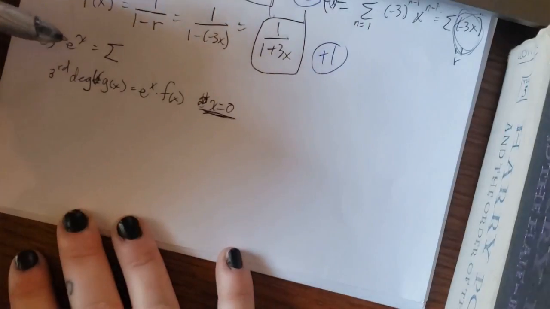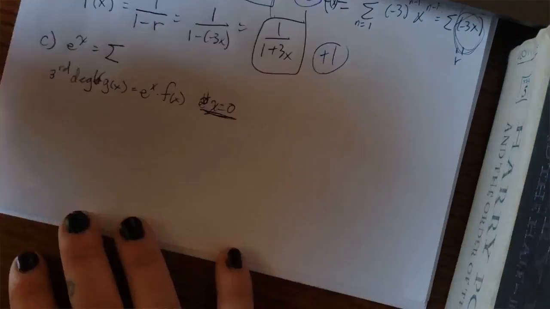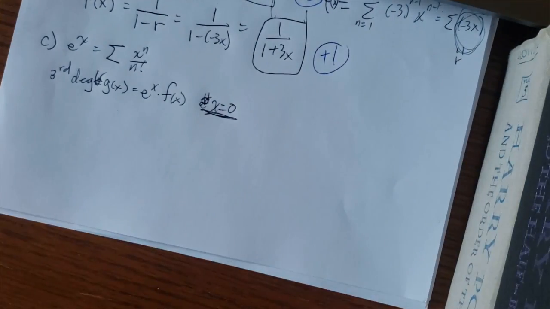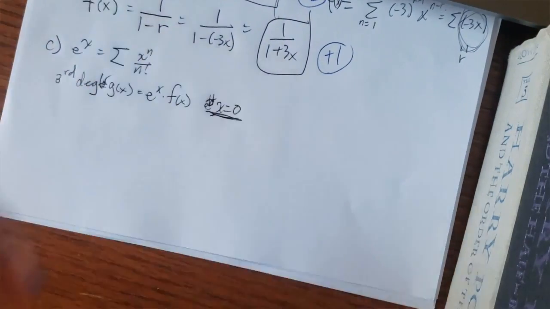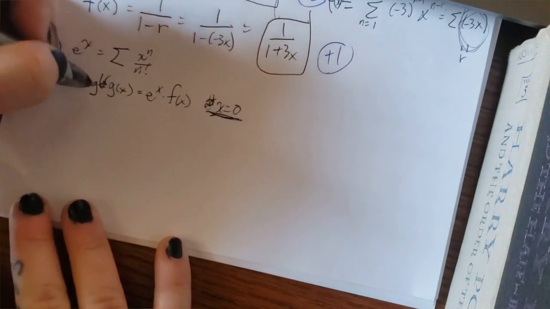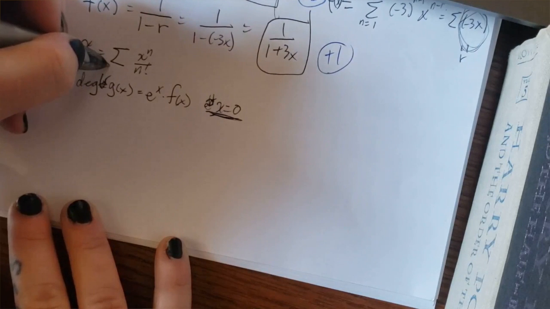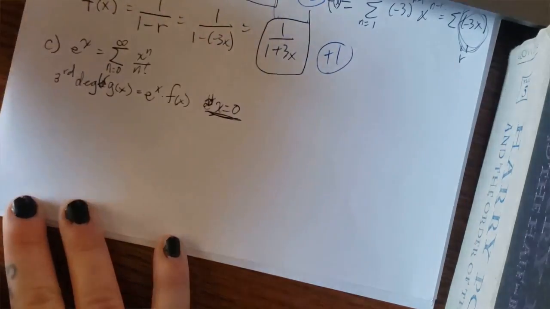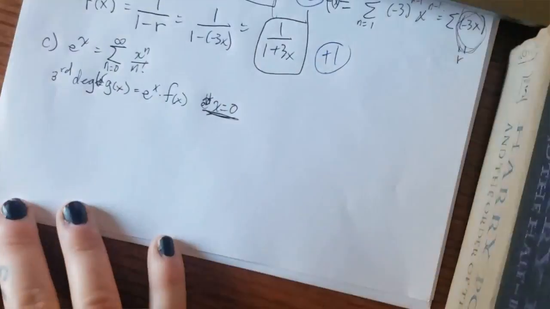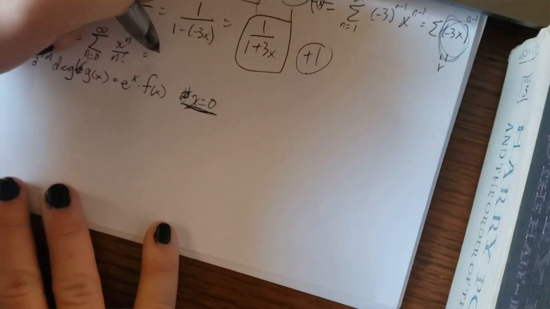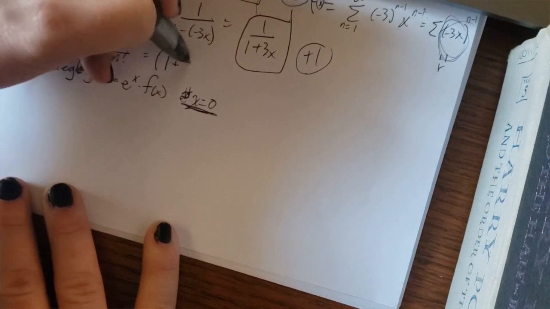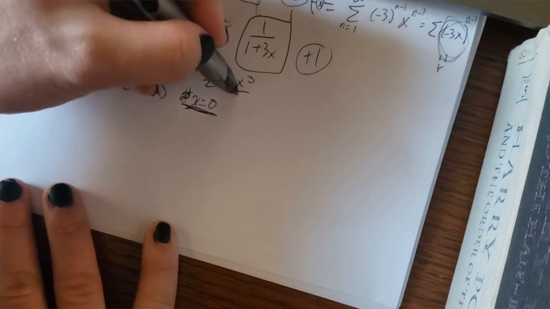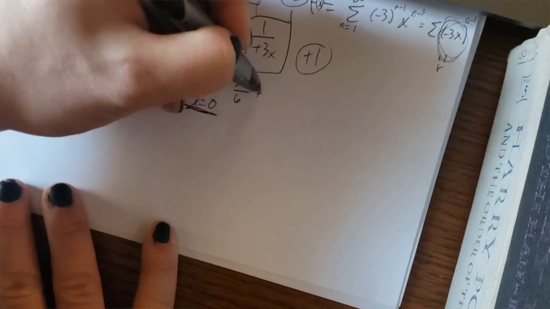Cool. So e to the x, we need to memorize that. It is on that list. It's the sum of x to the n over n factorial, where n equals 0. My apologies, n equals 0. Now, the first few terms of this are going to be 1 plus x plus x squared over 2 plus x cubed over 3 factorial, which is 6, plus and so on.